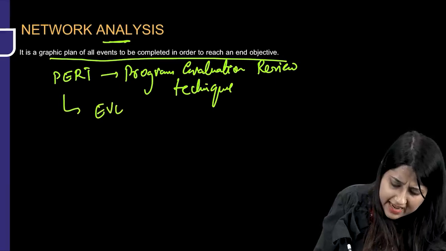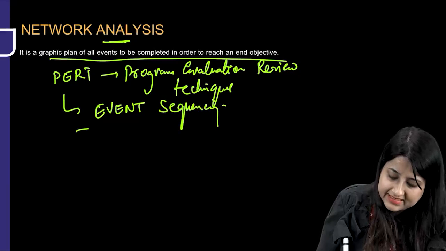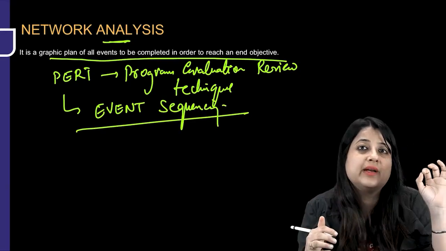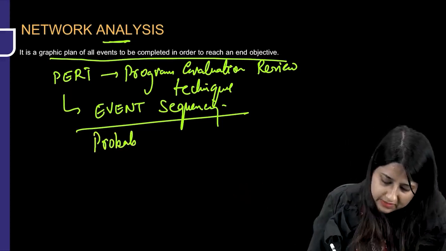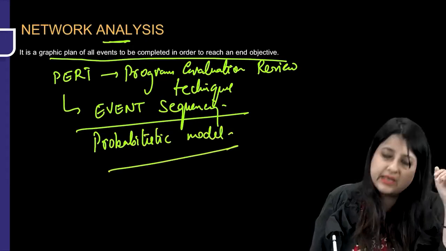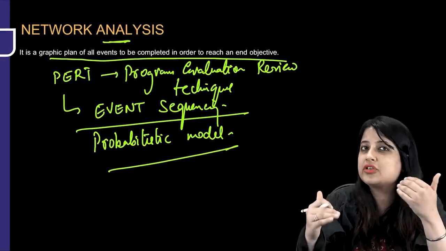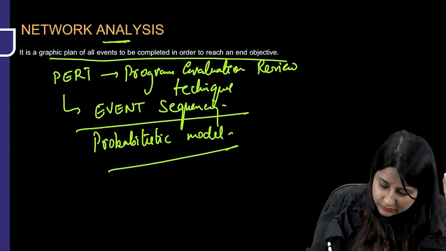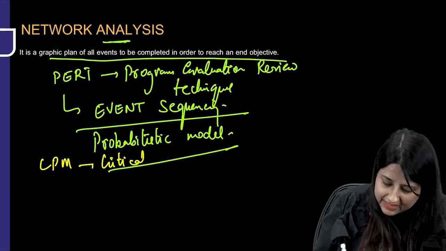In PERT, what do we do? We just do event sequencing. What do I mean by event sequencing? It simply means that whatever activities have to be done, the events that have to be done, are arranged in an order. So this is a probabilistic model, okay. Then when we have arranged all the events in an order, we calculate how much time is going to be taken by each of the activities. So that one is known as CPM, okay. That is the Critical Path Method, okay.